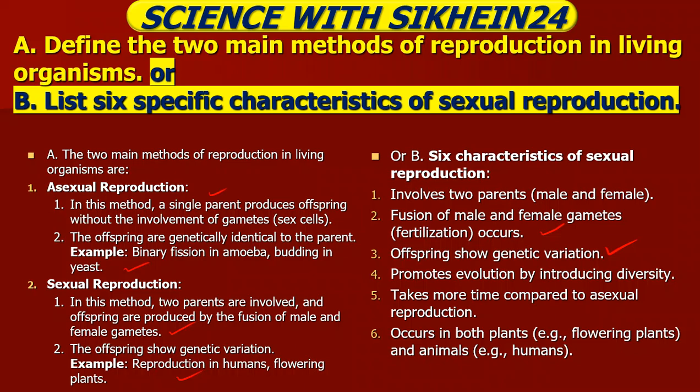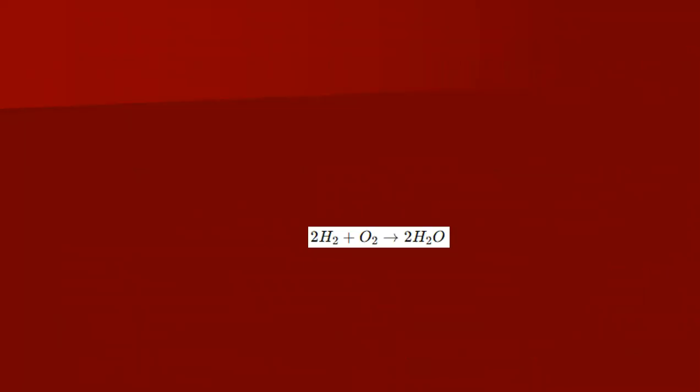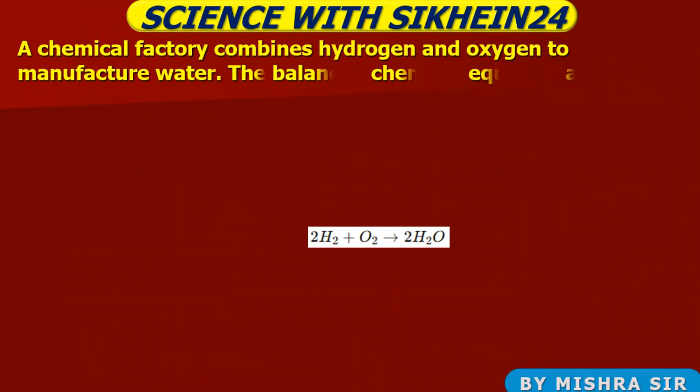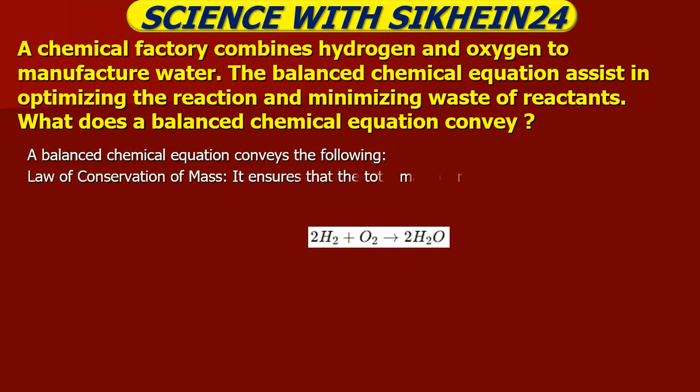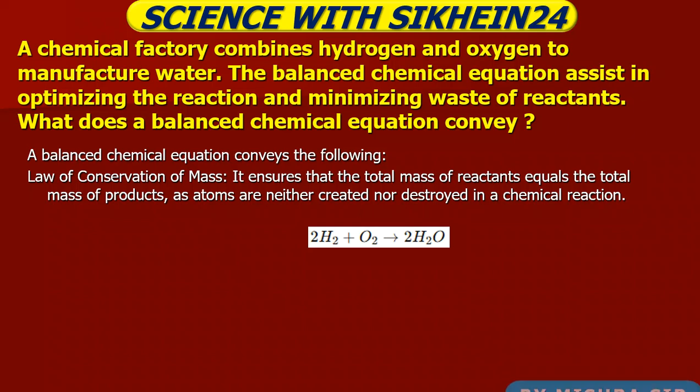So like this one we can see. The next question on your screen you can see. A chemical factory combines hydrogen and oxygen to manufacture water. The balanced chemical equation assists in optimizing the reaction and minimizing waste of reactants. What does a balanced chemical equation convey, right? Let's see that. A balanced chemical equation conveys the following things.